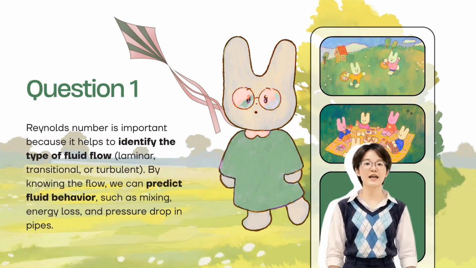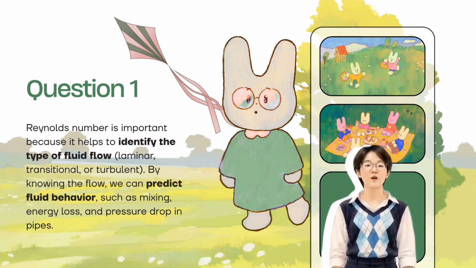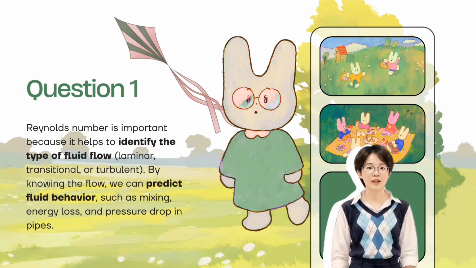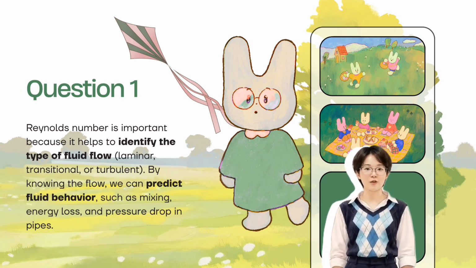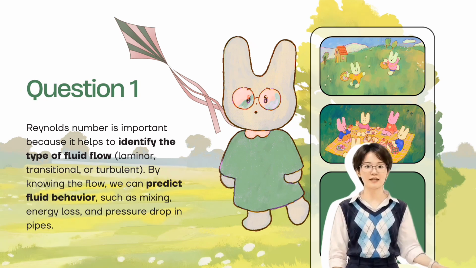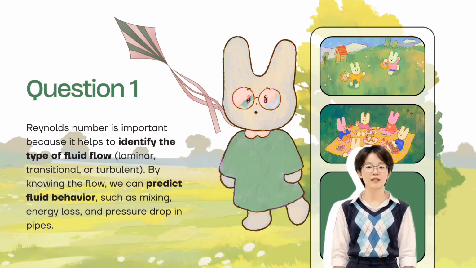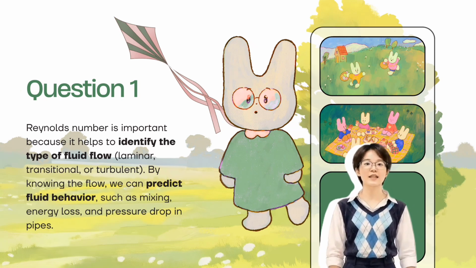Reynolds number is important because it helps us identify the type of fluid flow, whether it is laminar, transitional, or turbulent. By knowing the flow type, we can predict how the fluid behaves, such as mixing, energy loss, and pressure drop in pipes. This is very useful in engineering applications to design efficient systems.